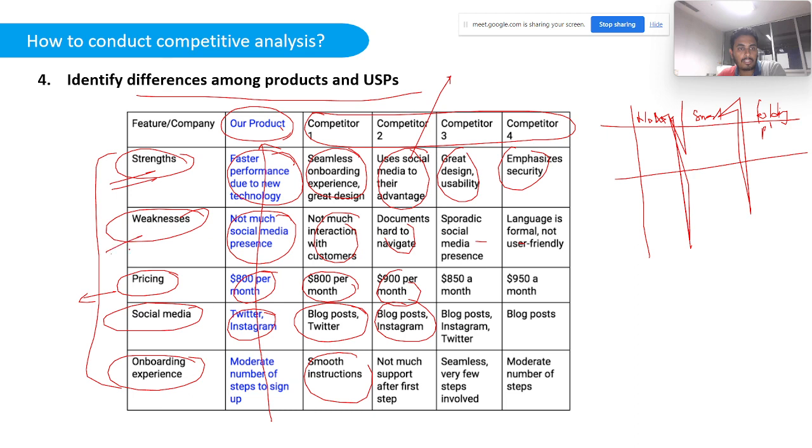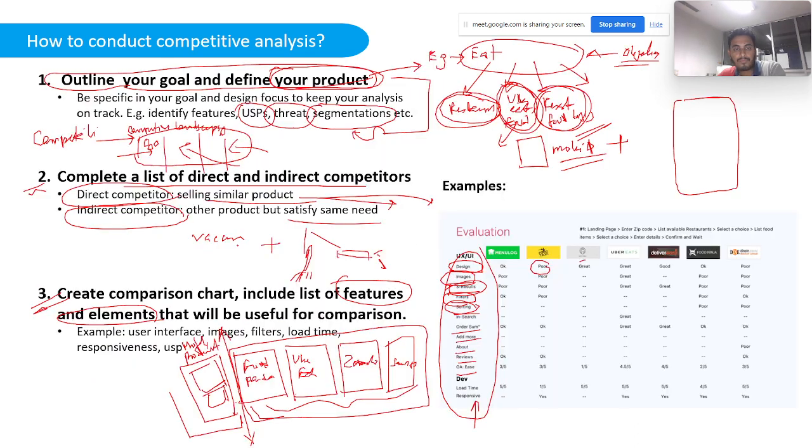Do not get stuck on these features only. These can be varying. These can be the same features like this. And then you can compare, you can put some rating for different features. You can then make a new column for your proposed product, and then you can actually identify your requirements.